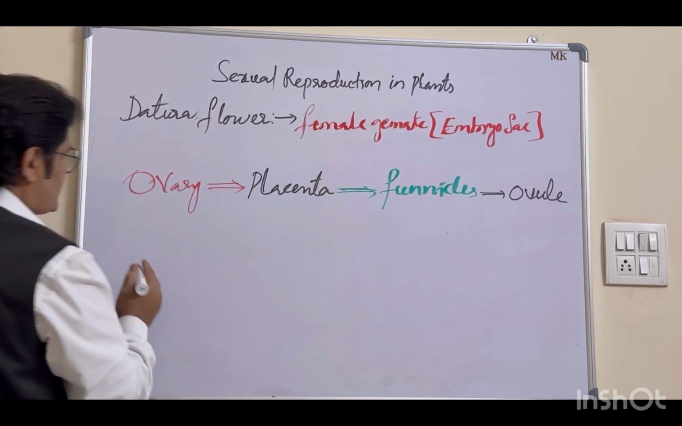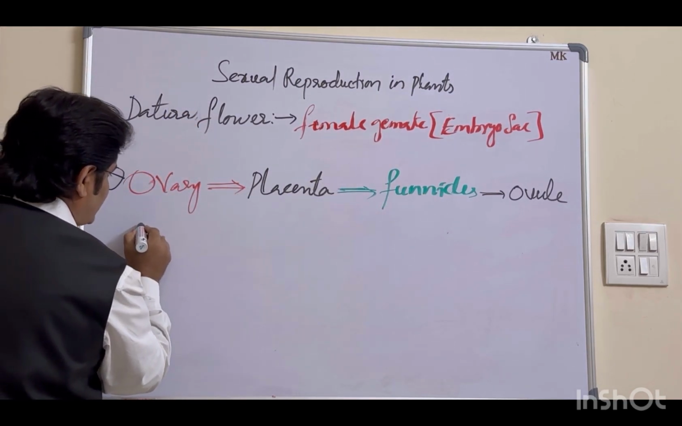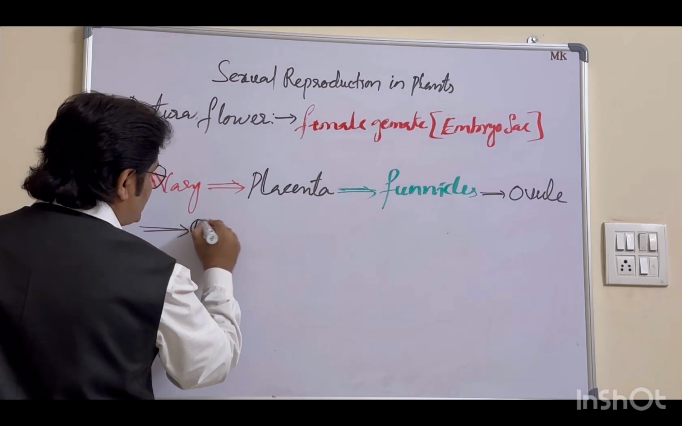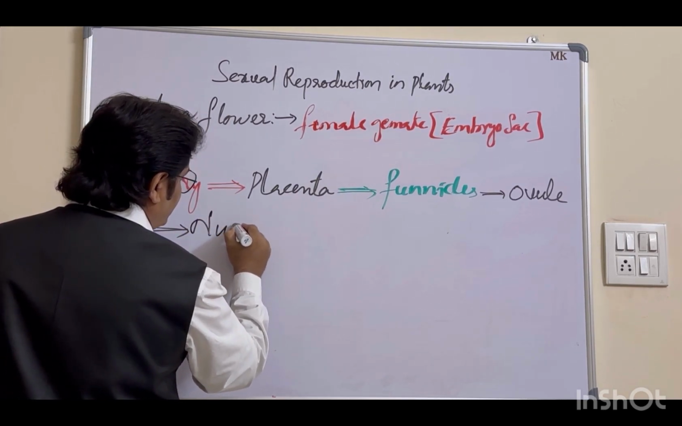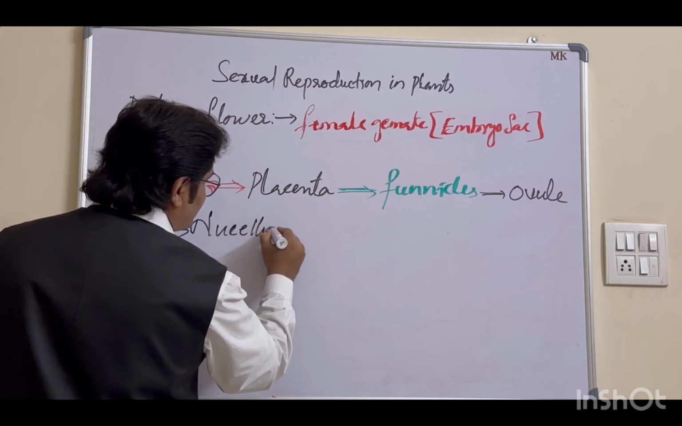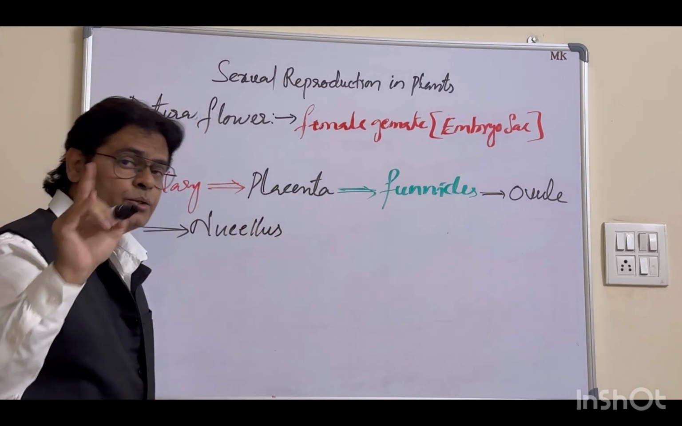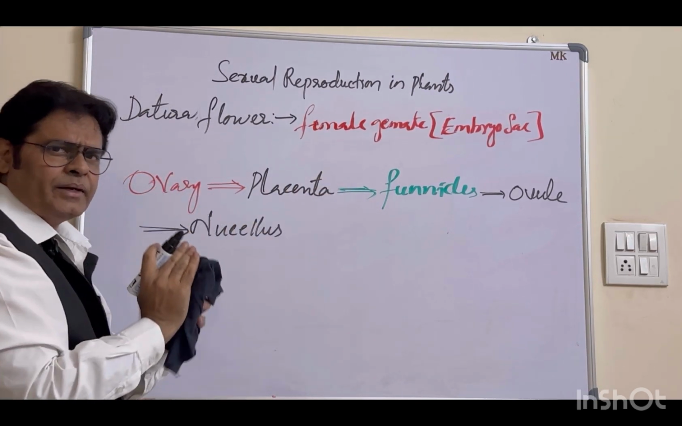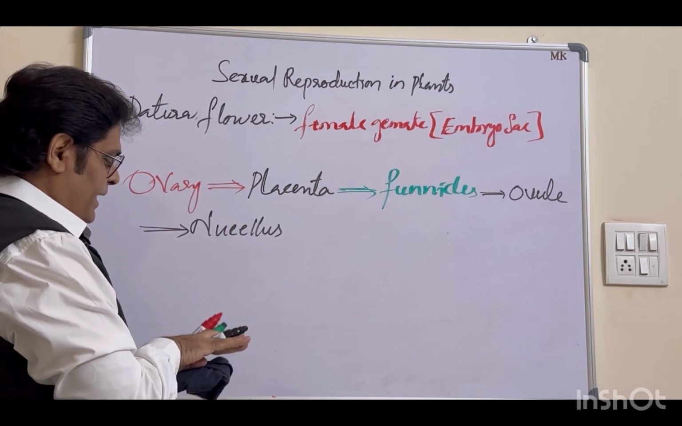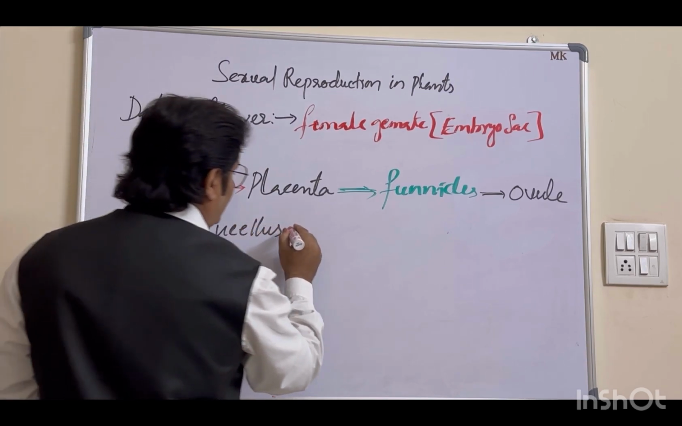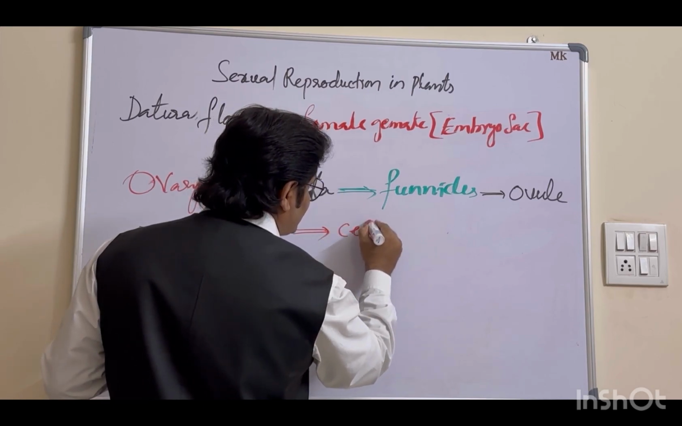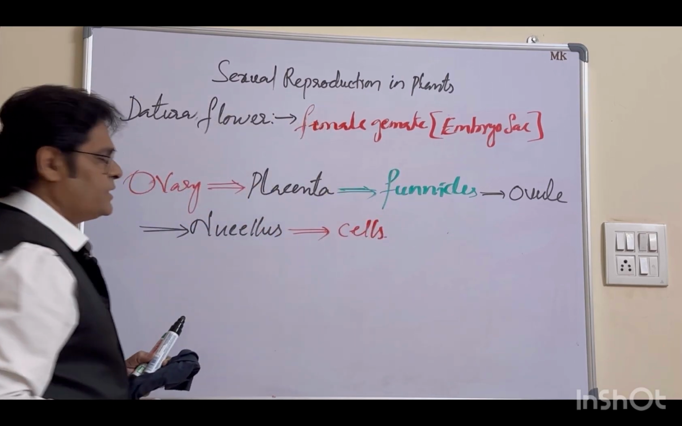What does the ovule consist of now? The ovule consists of a soft material, and that material is called the nucellus. It is called the nucellus, not nucleus, nucellus. So the ovule consists of a soft material called nucellus, and this nucellus contains a large number of cells. Many cells are present in the nucellus.